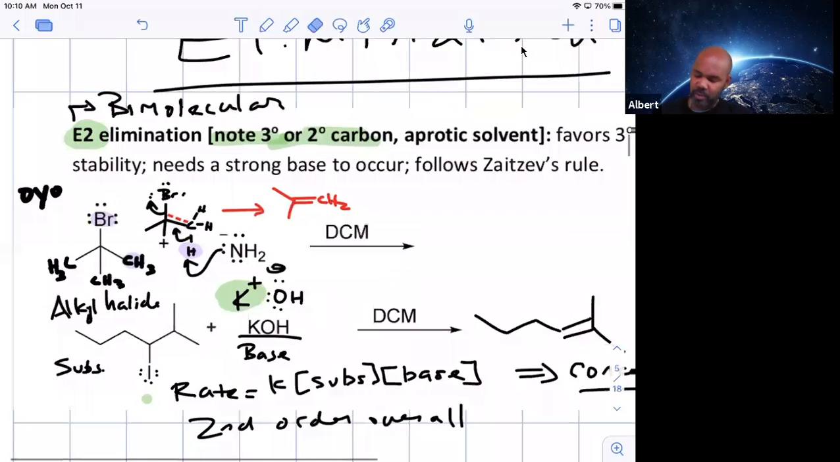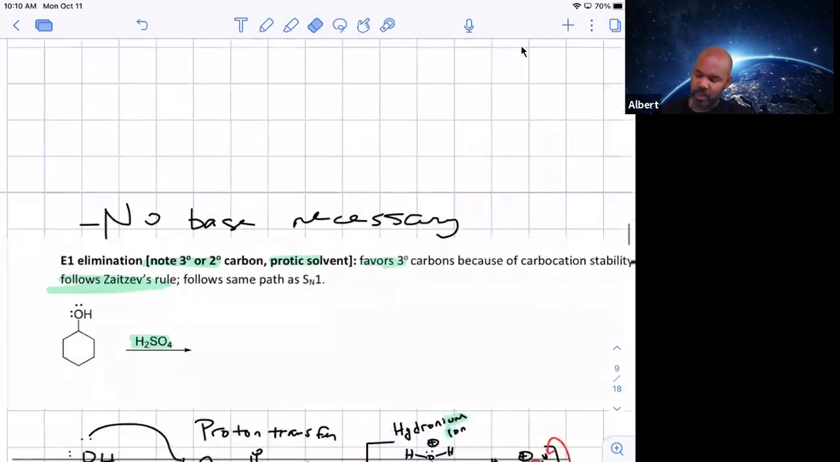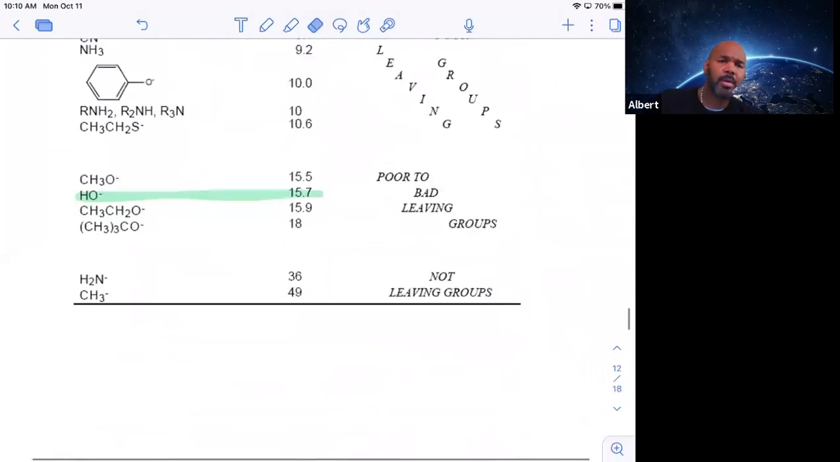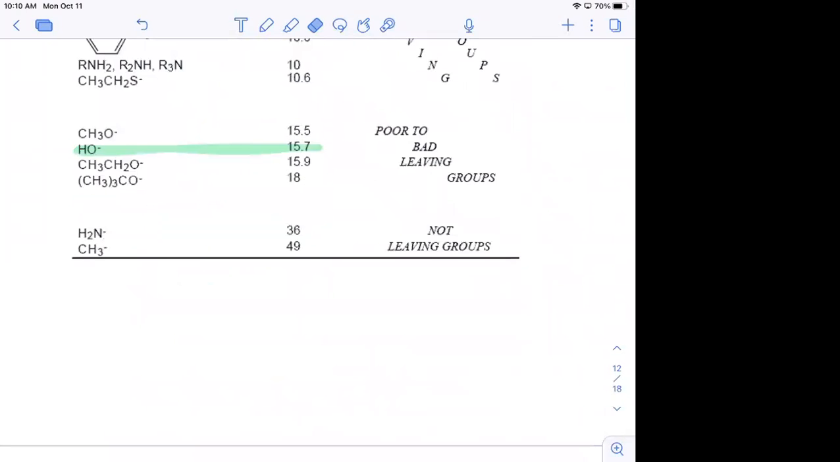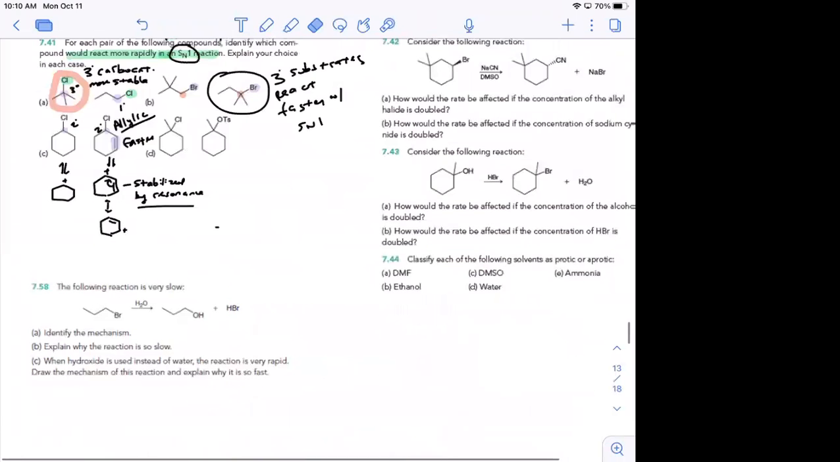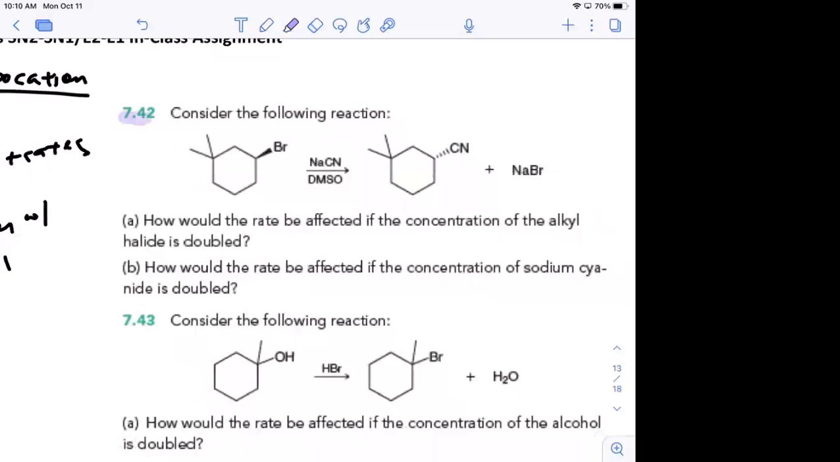All right, let's go back to the questions that we're working through, and let's work some more of them. Let's work 742. Good question right here, because we talked about all the mechanisms: E1, E2, SN1, SN2. So let's work 742 and see if we can figure out what it's asking us.